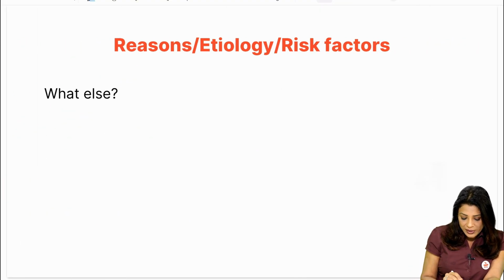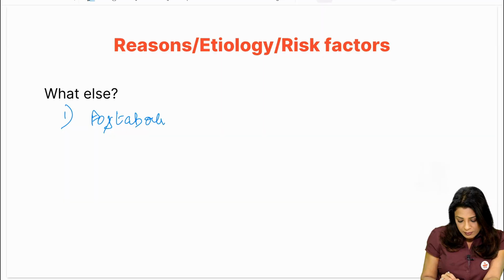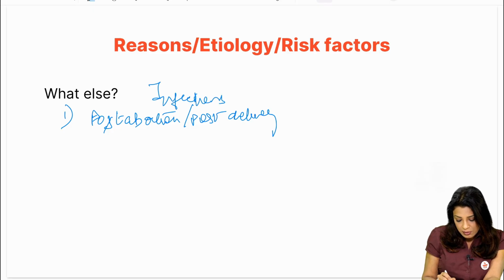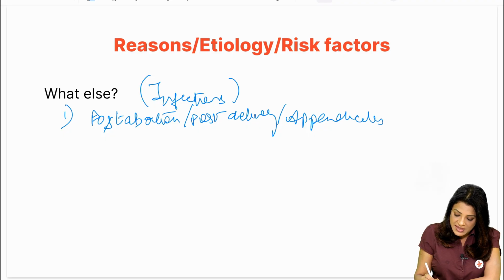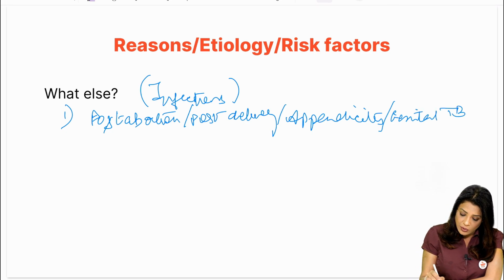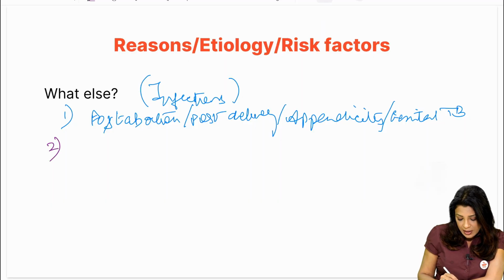Now, as I told you, all kinds of infections. So it can be post-abortion, or it can be post-delivery. Right? I'm talking about infections. It can be appendicitis, means infection inside the abdomen. It can be genital tuberculosis, right? So any kind of infection. What can be the second cause? The second cause can be any anatomical problem.